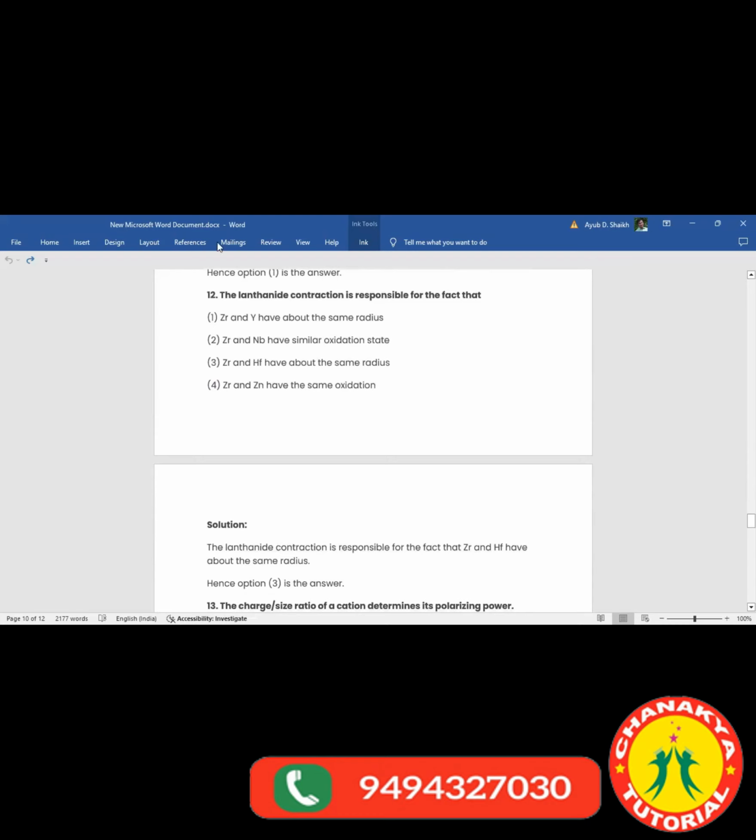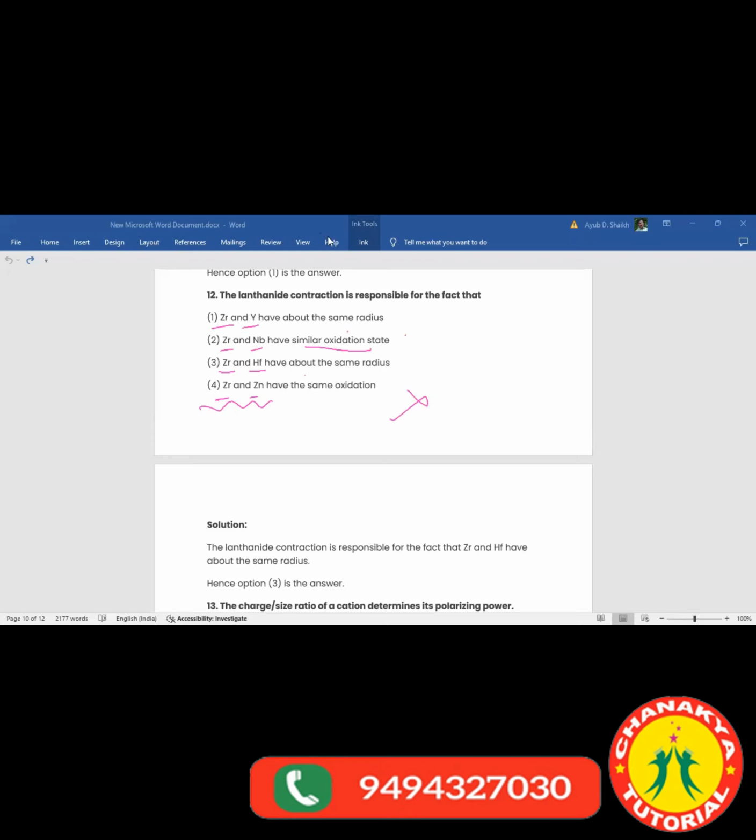See now. The lanthanide contraction is responsible for the fact that zirconium and yttrium have about the same radius. Then zirconium and niobium have a similar oxidation state. Zirconium and hafnium have about the same radius, and zirconium and zinc have the same oxidation. Now, the zirconium and zinc combination will not be applicable for this question because zinc is not a part of the lanthanide family. Correct?